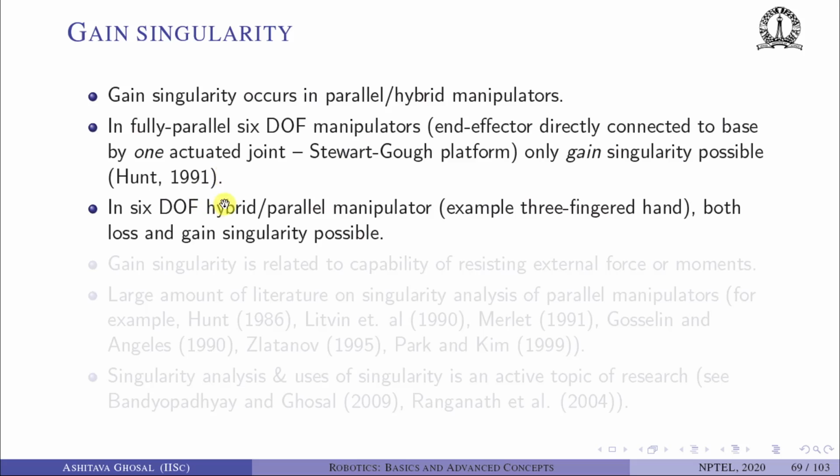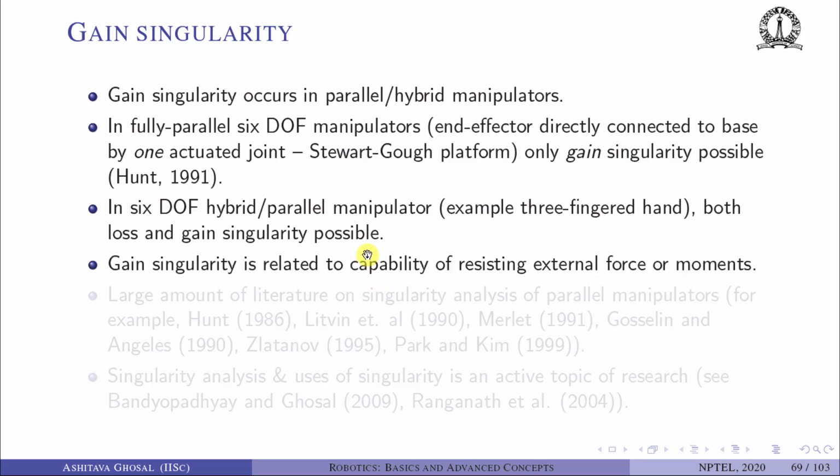In a 6-degree of freedom hybrid parallel manipulator, where it is not fully parallel, for example, the example of the 3-degree of freedom hand, in each finger there were 3 joints. It was not directly connected to the gripped object. Both loss and gain of singularity are possible.